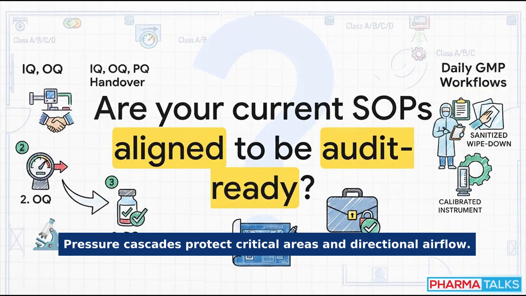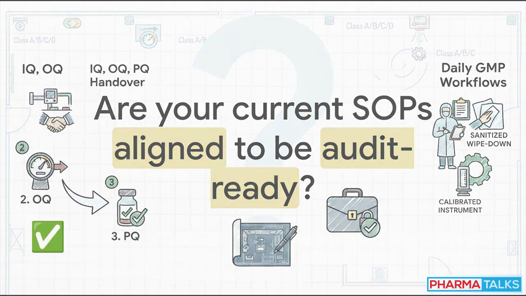As we wrap up this explainer on pharmaceutical qualification, I want to leave you with a vital question. Take a hard look at your own operations. Are your IQ, OQ, and PQ handovers this clearly defined? Do your facility blueprints actively support your daily GMP workflows? Evaluating your own cleanroom compliance journey against these master layouts is for sure the best way to ensure you're truly audit ready.